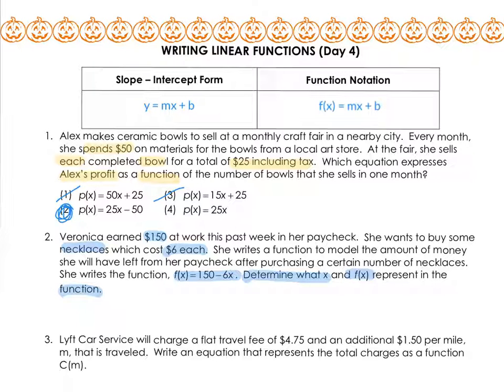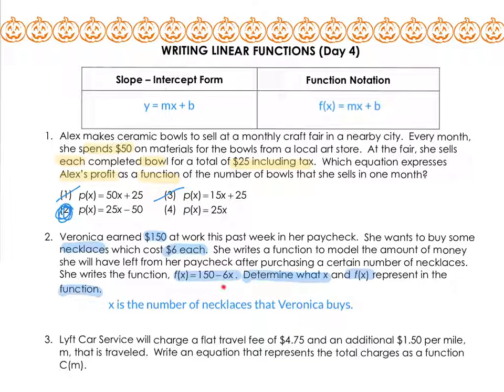So basically we need some words here. Well, if I look at my equation, my function here, I can see that 6 is paired with the x, and $6 was the amount for the necklaces. So I think that the $6 is being multiplied by the number of necklaces. So x must stand for the number of necklaces. So I wrote that by saying x is the number of necklaces that Veronica buys.